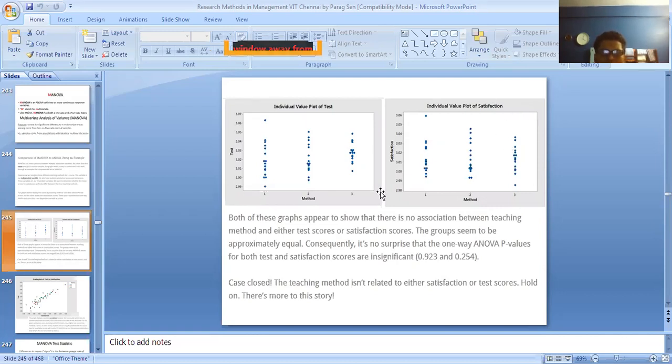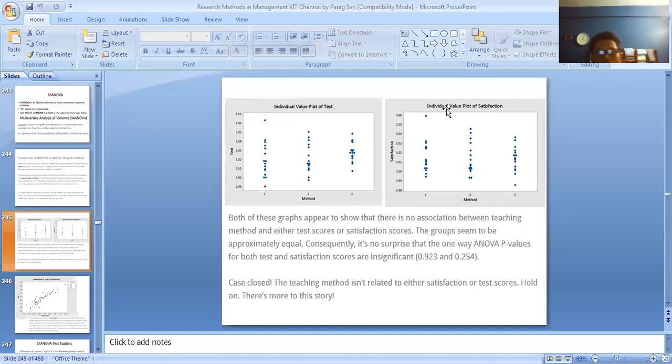Along the x-axis here, you are representing different teaching methods, and along the y-axis you are representing the test scores. Here along the x-axis you are representing different teaching methods, along the y-axis you are representing satisfaction scores. So both of these graphs appear to show that there is no association between teaching method and either test scores or satisfaction score. The groups seem to be approximately equal.